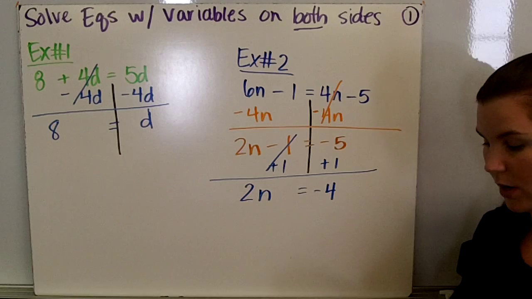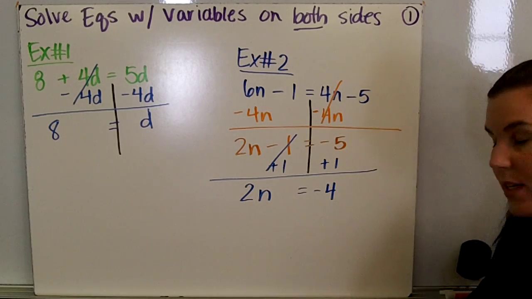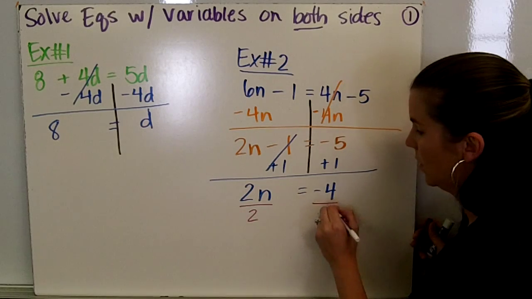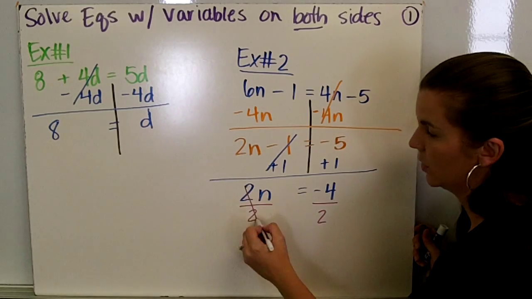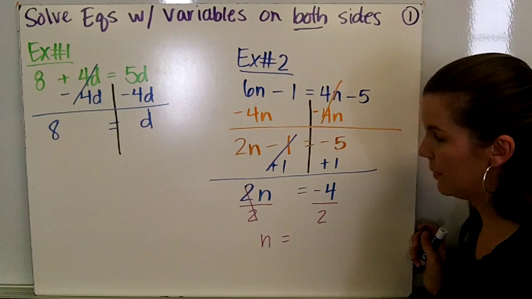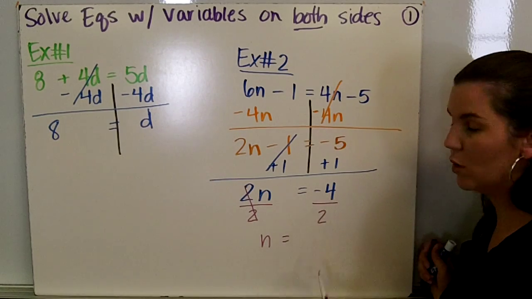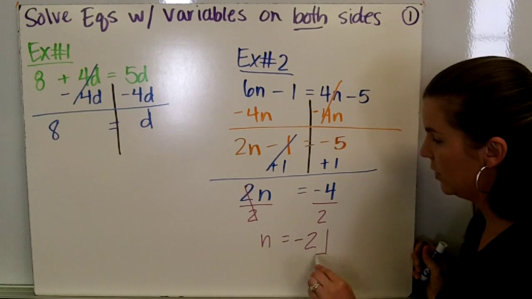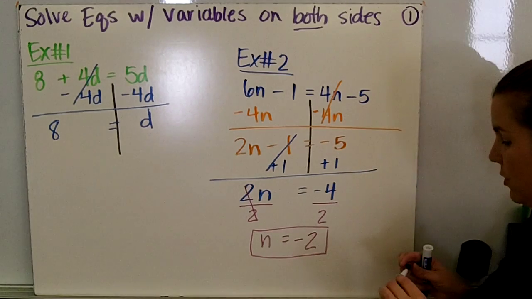2n equals negative 4. This is 2 times n, so the opposite is to divide both sides by 2. 2n divided by 2 is 1n. Negative 4 divided by 2. A negative divided by a positive is a negative. So n equals negative 2.